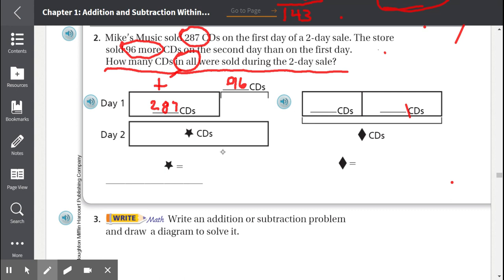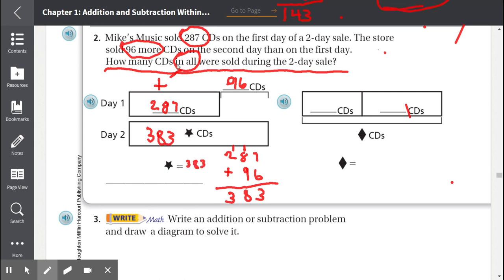So 287 plus 96, 7 plus 6 is 13. We carry our 1. 1 plus 8 is 9. And 9 plus 9 is 18. We carry our 1. 1 plus 2 is 3. So day 2, how many CDs are sold? 383. So 383. That was for day 2.